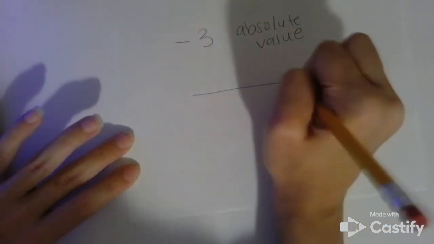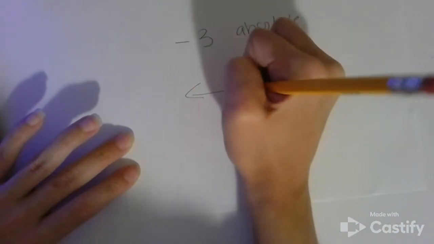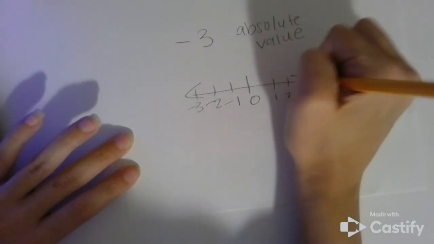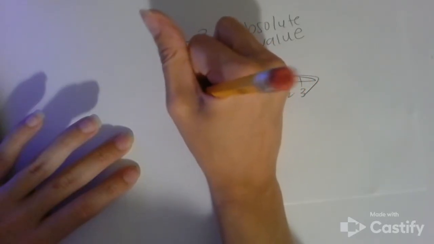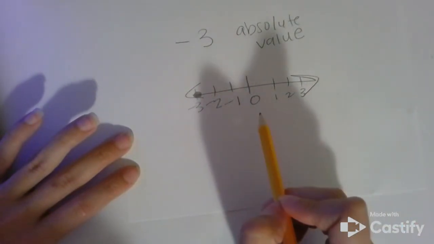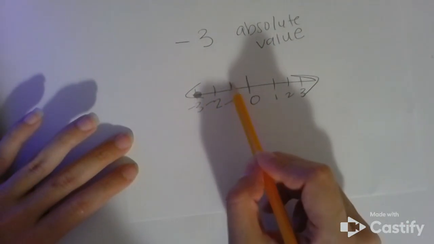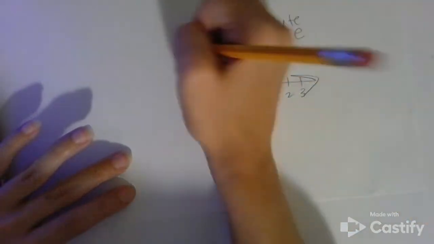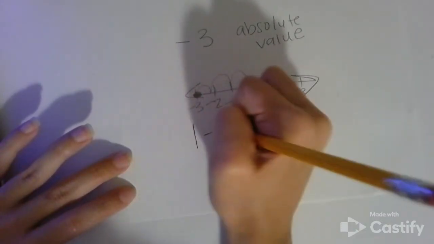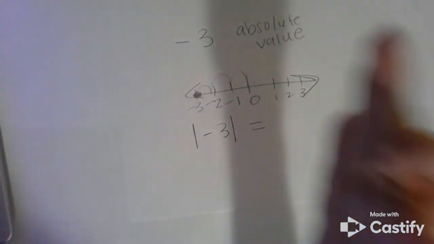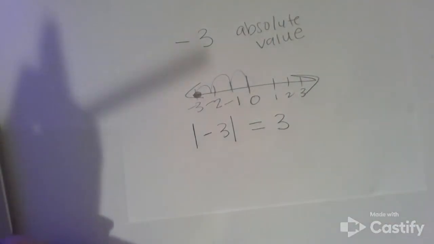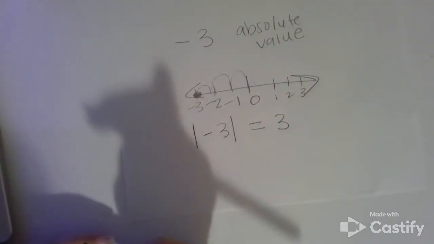So on a number line, the distance -3 is from 0 is 3. 1, 2, 3. It's 3 away. So the absolute value of -3, an absolute value, is shown as these two lines. The absolute value of -3 is just 3, because it's 3 away from 0.